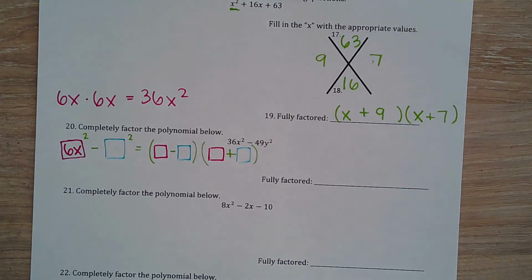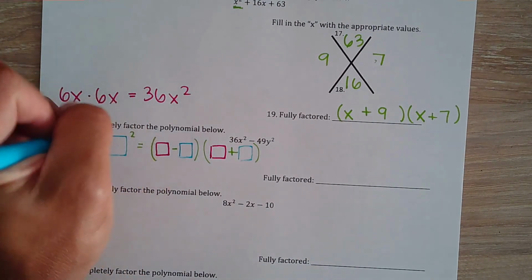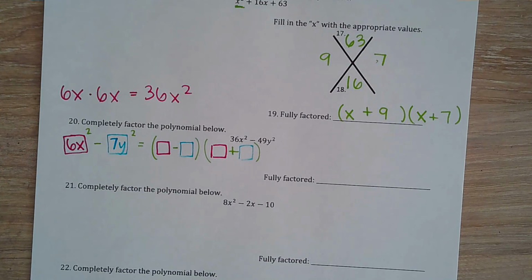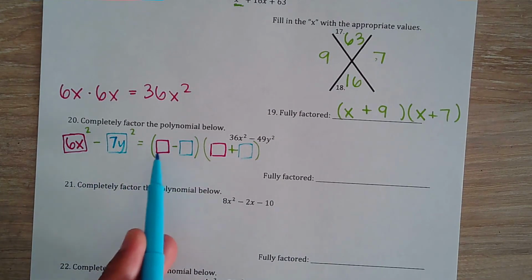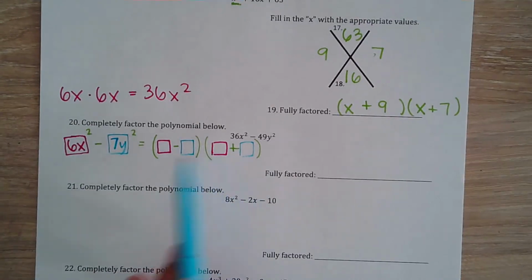All right, what goes in the blue box? Well, same line of thinking. We want to figure out something multiplied by something, or something squared, is going to give us 49y squared. And that something would be 7y. All right, and as I said before, we get it into this format so that now we can just use our formula to rewrite it in factored form.